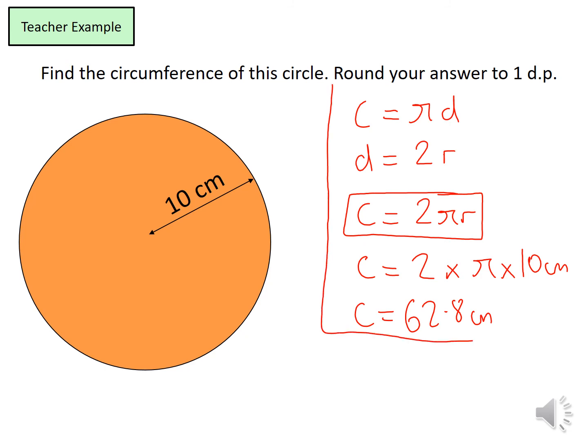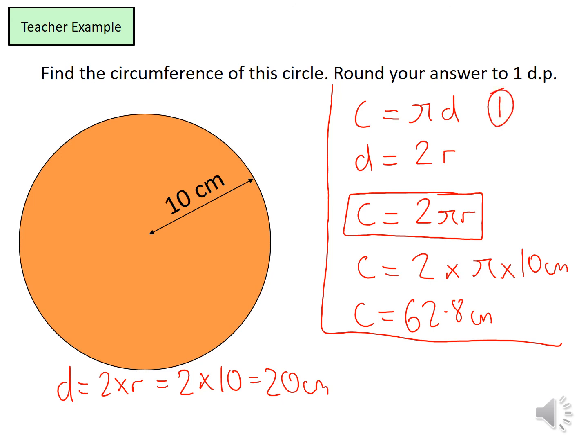Here's another way. It's much simpler. As stated before, the diameter equals 2 times the radius. The diameter is therefore 2 times 10, which is 20 centimeters. If I'm given my diameter, I'll put that straight into the first equation. So, our first equation is circumference equals pi d. Put that into the equation: C equals pi times 20, and you essentially get the same answer, which is 62.8 centimeters.